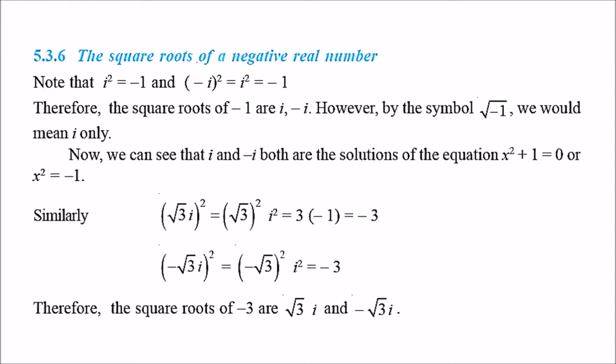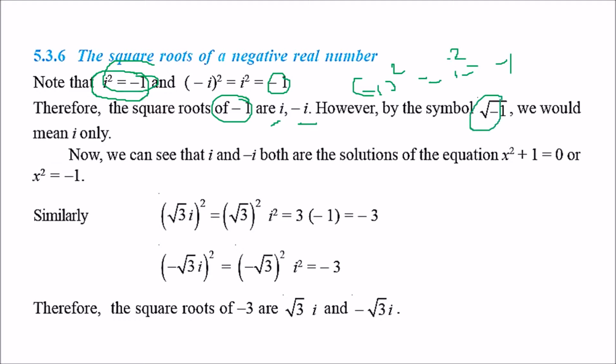So the square roots of a negative real number, what does it mean? You know that i square is minus 1 by now. What about minus i square? It will give you again minus 1. So i square is minus 1. Minus i square is also minus 1. So the square root of minus 1 is what? It is i and minus i. But this symbol, under root minus 1, means i only.